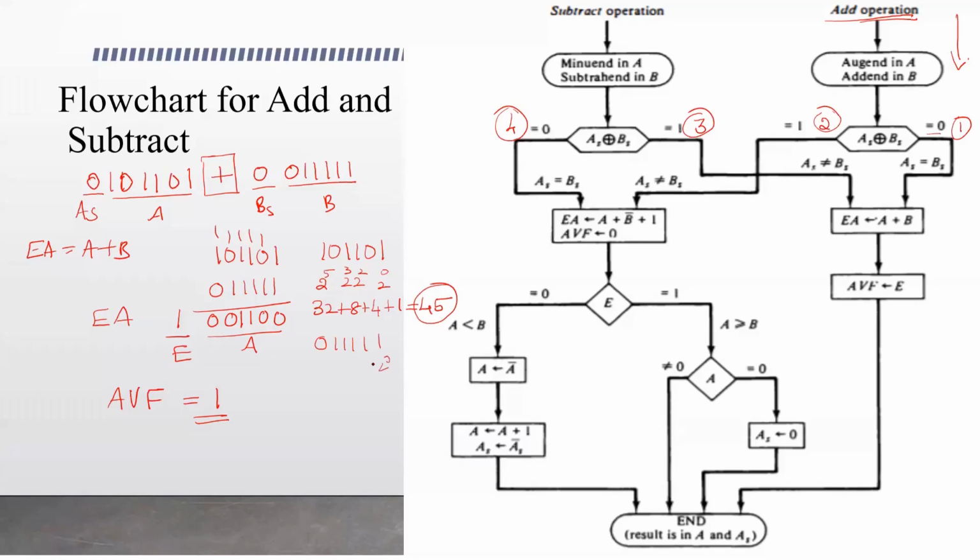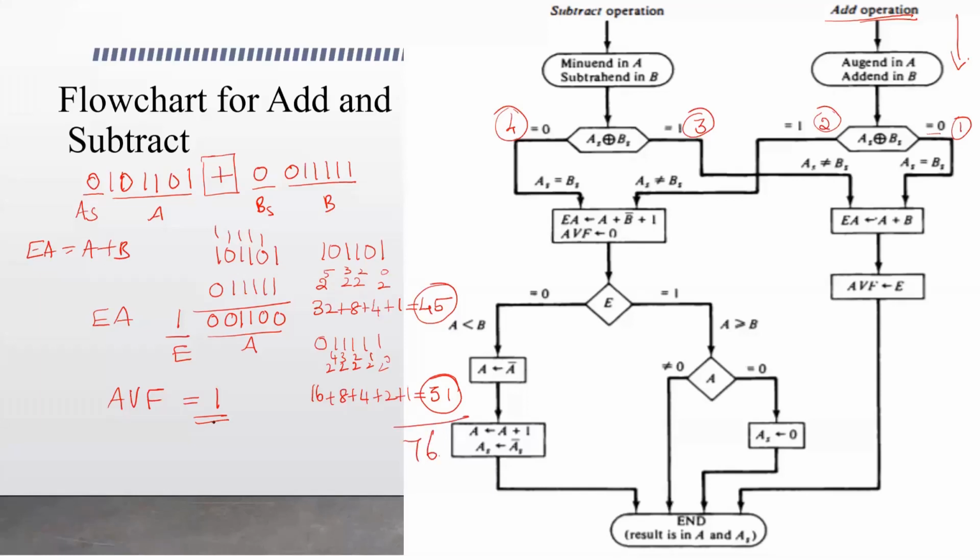2 power 0, 2 power 1, 2 power 2, 2 power 3, and 2 power 4. 16 plus 8 plus 4 plus 2 plus 1 is 31. Okay, our second number. When you add 45 and 31, you must be getting 76.